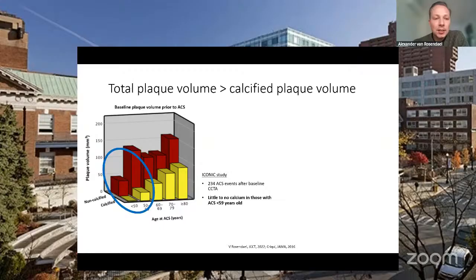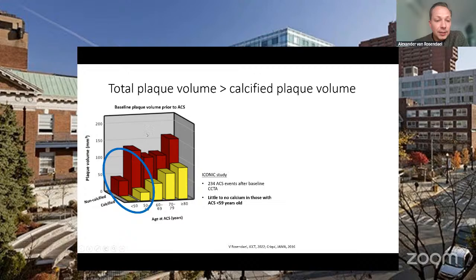This is a study, the ICONIC study, in which we had almost 240 patients who had a CT scan, and they were followed for events. And the events were all myocardial infarction. And when you take those 240 patients with myocardial infarction, you go back to the CT scan, and you have automated quantification of all that plaque.